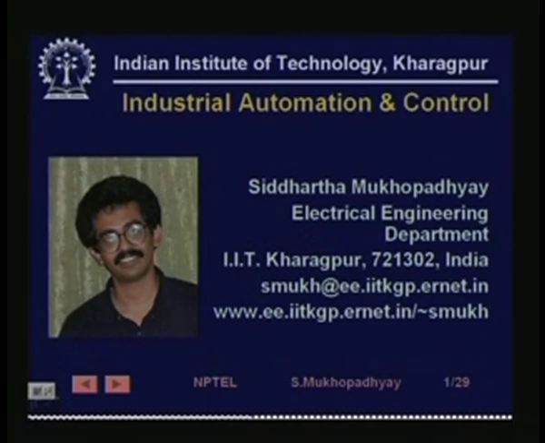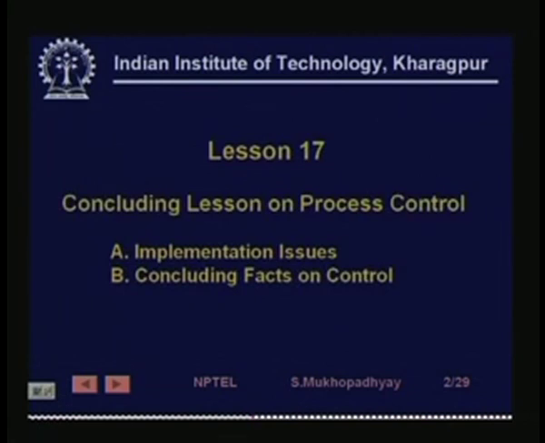Welcome to lecture number 17, which is the concluding lesson on process control of this course on industrial automation. So, in this concluding lesson, we shall look at two things. We have seen the PID algorithm, we have seen several control structures. Today, we are going to talk about the implementation issue.